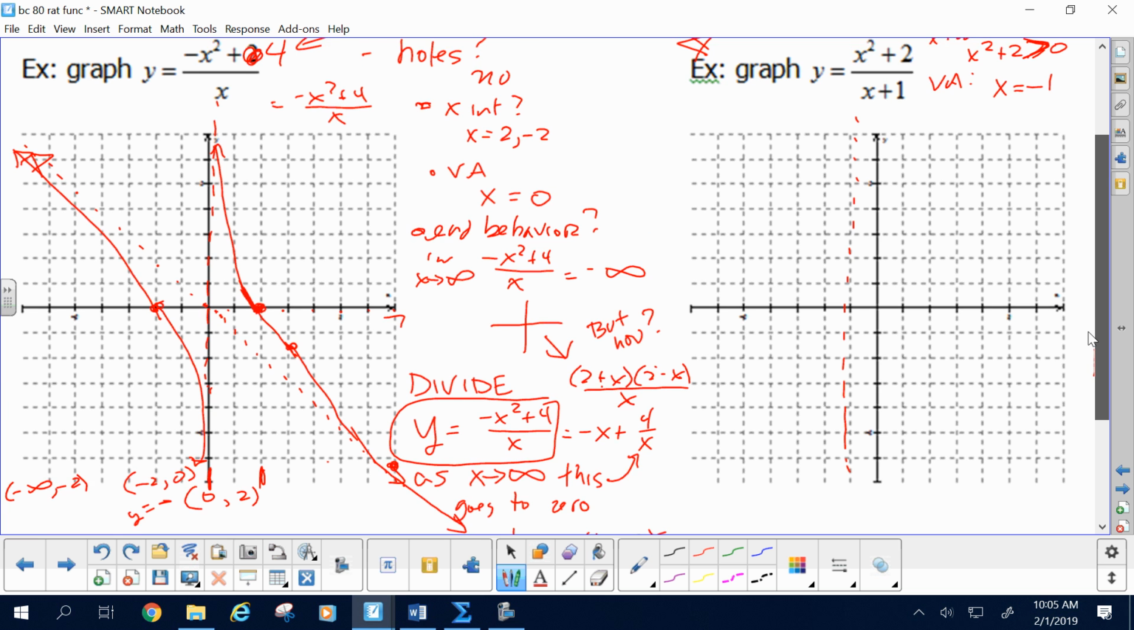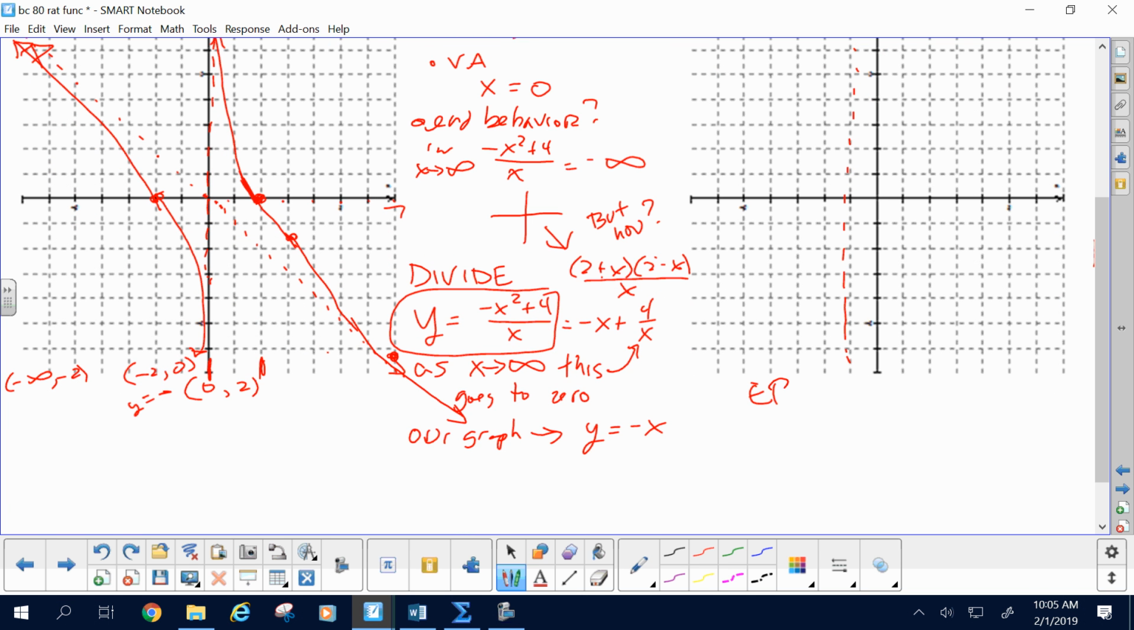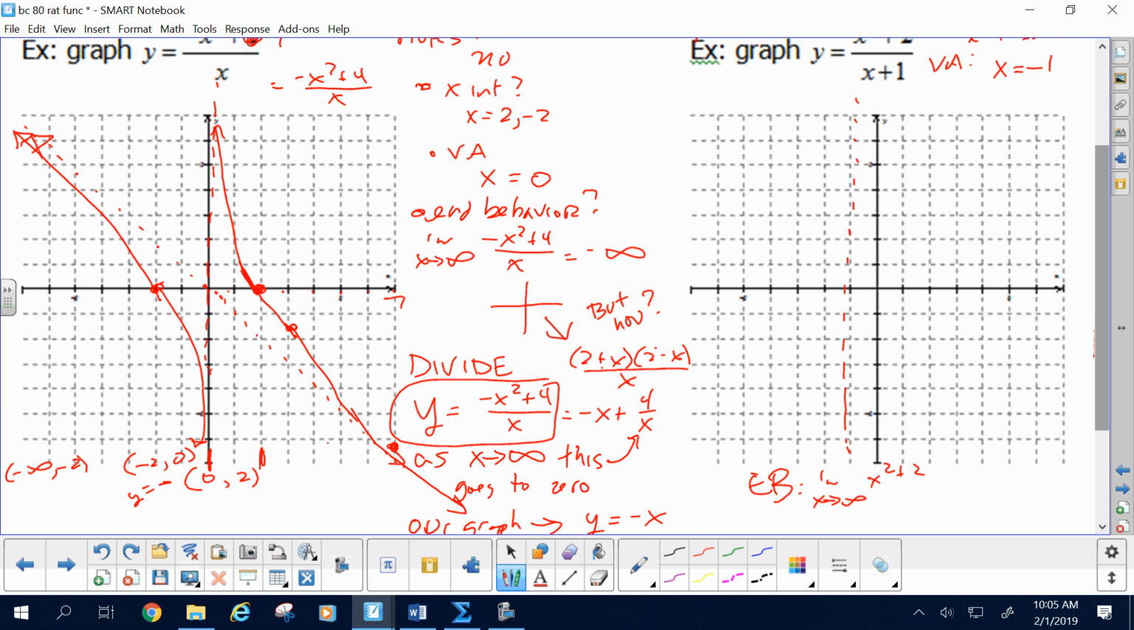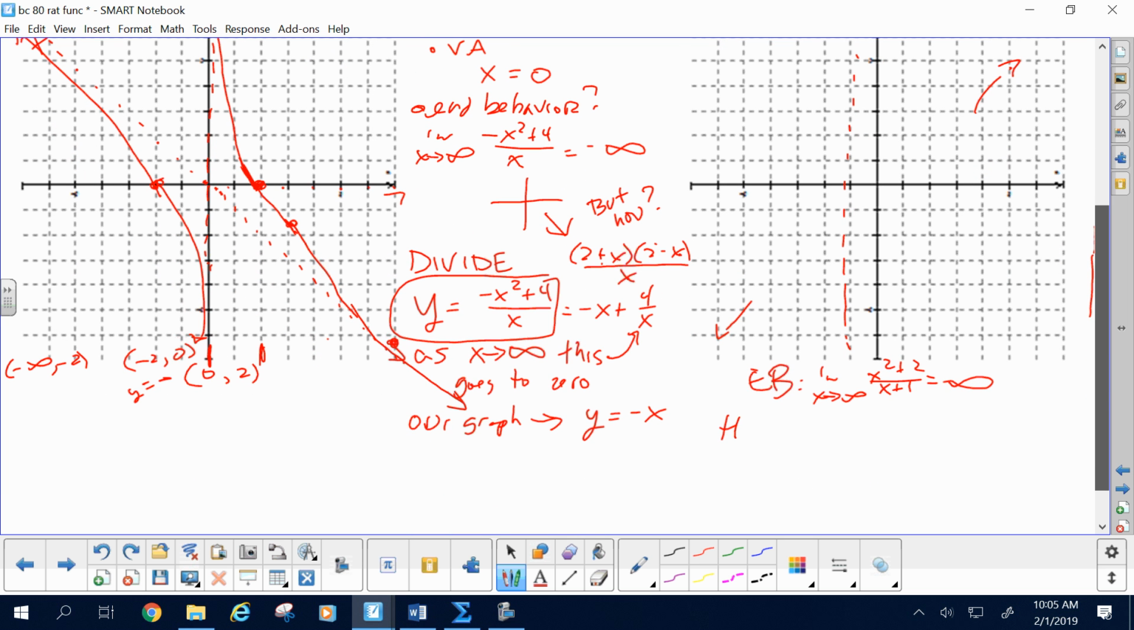The end behavior. The limit as x goes to infinity of this function: which grows faster, the top or the bottom? Top. And so this will go to infinity on the positive side and negative infinity on the negative side. So it's going to do this and that, but now the question is how? So to find the how, we divide.